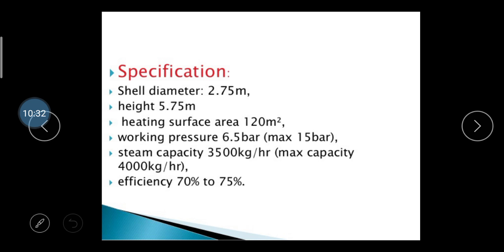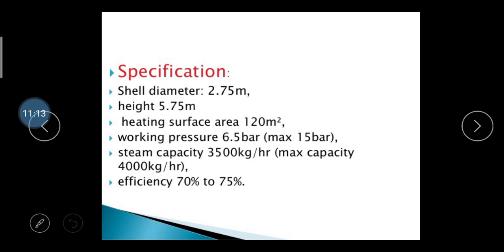Then, what are the specifications? Any special features of the technical machinery or technical object, you have to describe them. First of all, shell diameter is 2.75 meter, height is 5.75 meter, heating surface area is 120 meter square, working pressure is 6.5 bar, maximum is 15 bar, steam capacity is 3500 kg per hour, and the maximum capacity of this boiler is 4000 kg per hour.